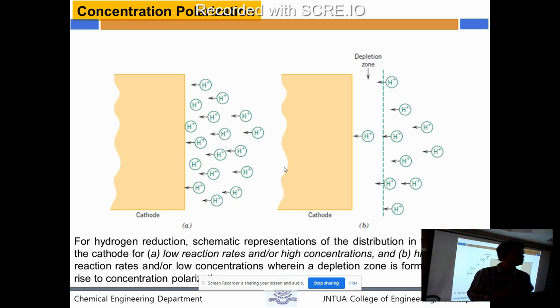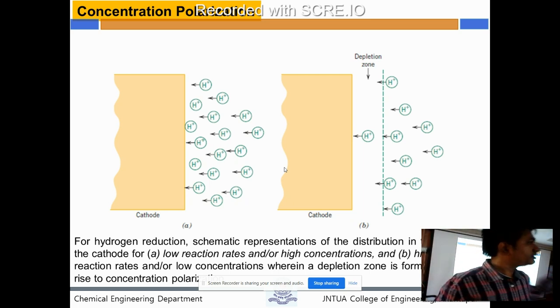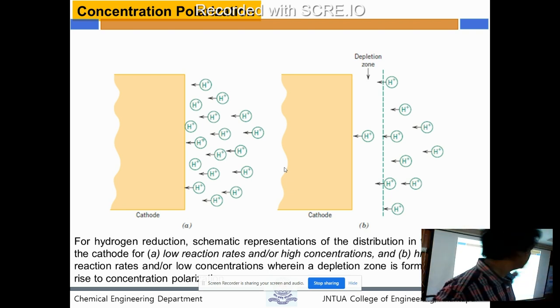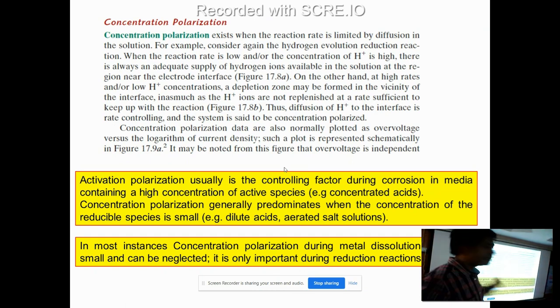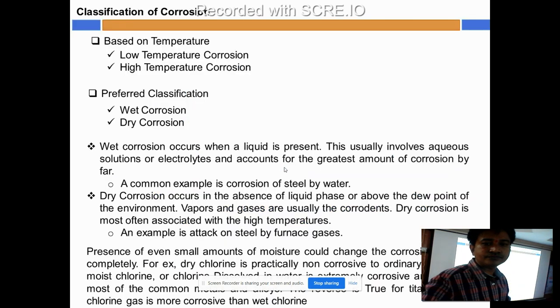Is it clear? So two types of polarization, a very important question from this unit: activation polarization and concentration polarization. Just discuss what I told, the four steps there, and the two figures here. Clear? That's what I have explained in the context. Anyhow I will send the slides to you, so you can go through those things, okay?